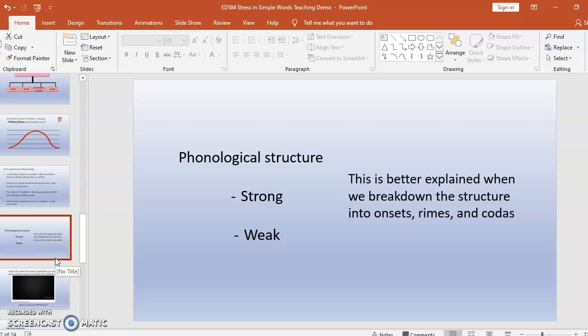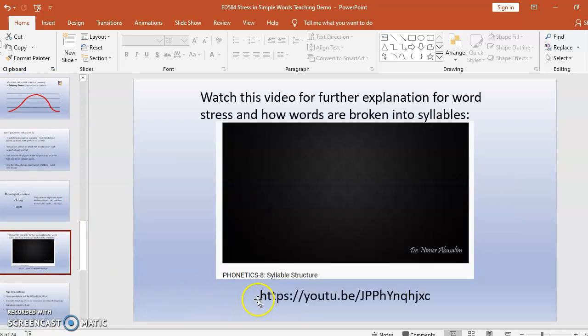Now for the phonological structure regarding the weak and strong forms, this is better explained when we break down the structure into onsets, rhymes, and codas. And it took me a while to find a video that I thought would offer a good explanation because this can also be a confusing topic. So I want you to go to this link here and watch this video for further explanation for word stress and how words are broken into syllables. So go ahead, find the video, then watch it. Pause the screencast and return to the screencast when you're done with the video.